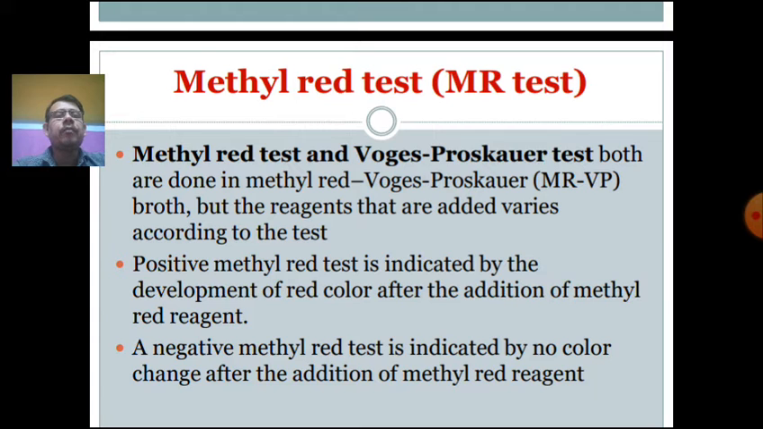Next, test number 2, the methyl red test or MR test. The methyl red and Voges-Proskauer tests are done in methyl red Voges-Proskauer test broth, but the reagents that are added vary according to the test. A positive methyl red test is indicated by the development of red color after the addition of methyl red. A negative methyl red test is indicated by no color change after the addition of methyl red reagent.